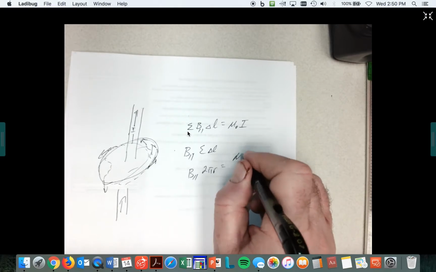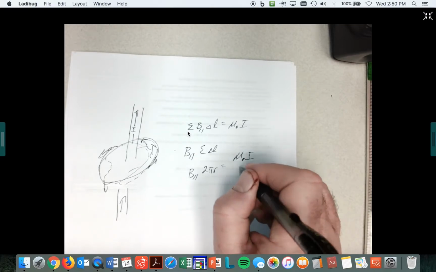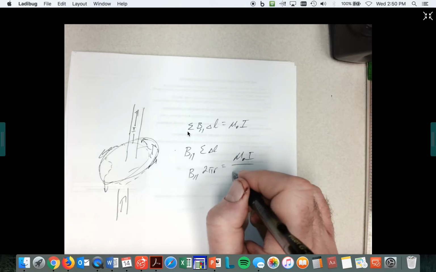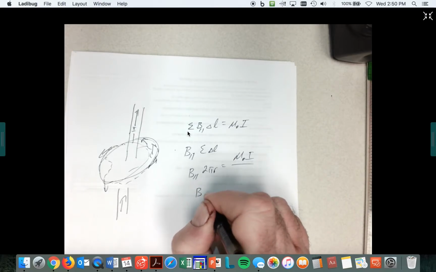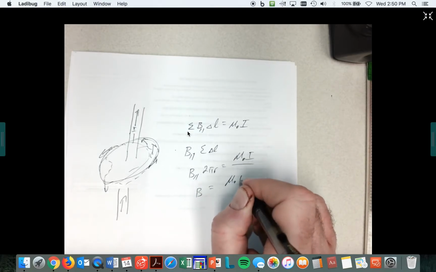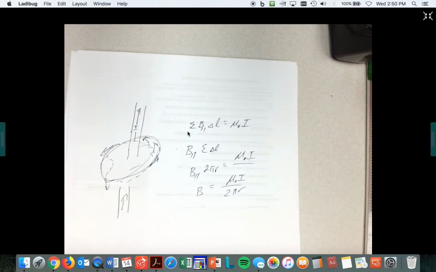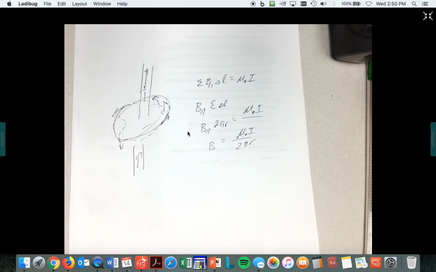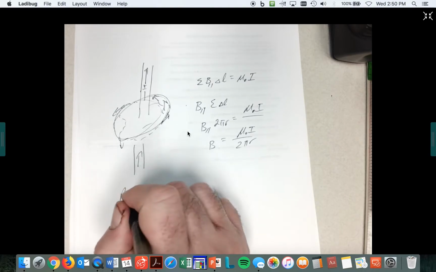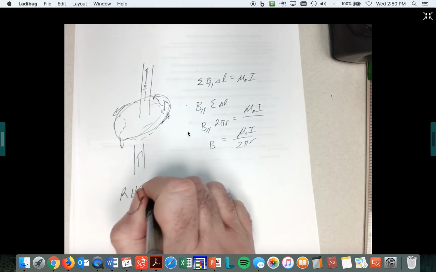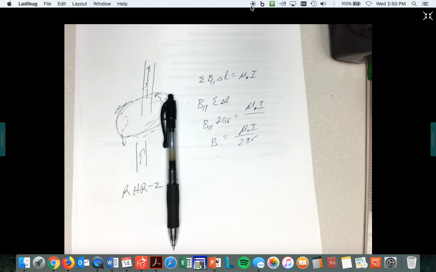And so I got mu naught I over 2 pi r. The B field is equal to mu naught I over 2 pi r. That's for a long straight wire. Okay? And it follows right-hand rule number 2. And we'll get into that on the next slide.